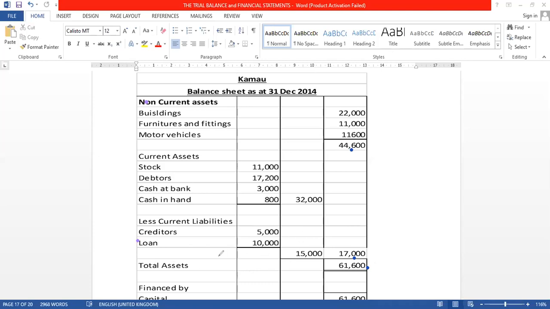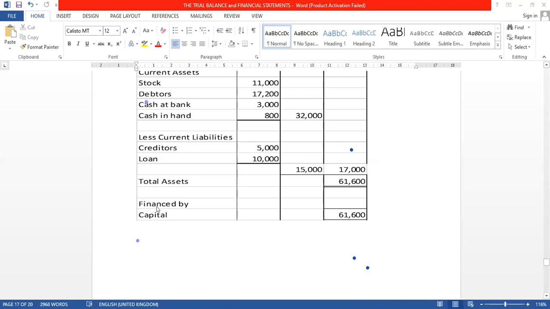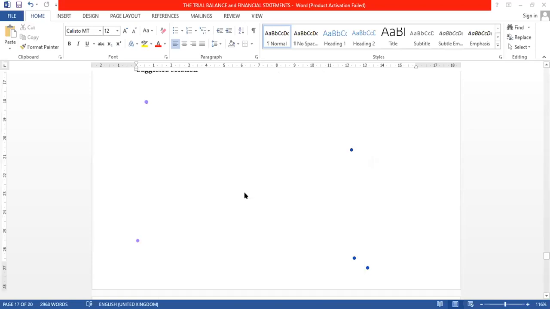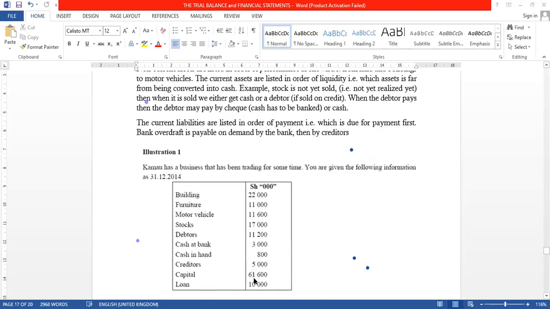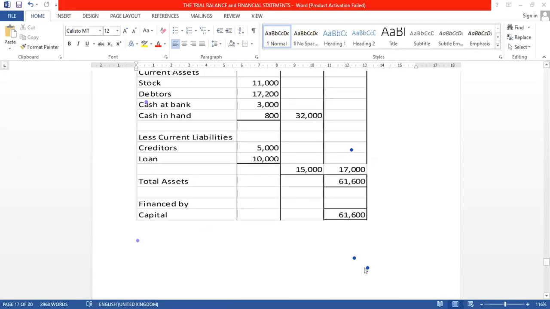From there, we go to the second section of the balance sheet, which is telling us financed by. And in this case, we include what we call capital here, right? Capital. And what is the amount of capital? In our example here, it is 61,600, right? And therefore, when we record capital here, it's supposed to be double lines. And therefore, I expect something like here double lines, right? And here double lines, which means 61,600 has balanced with the capital, which is 61,600, right?